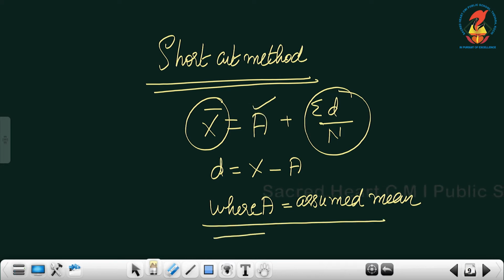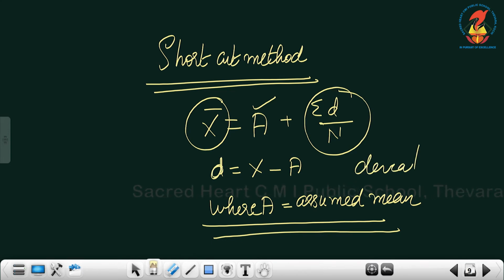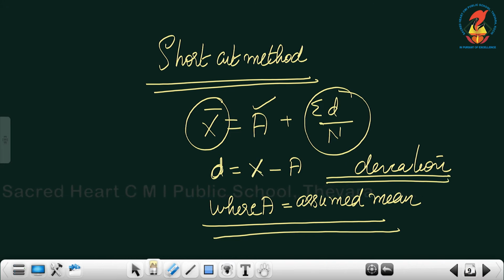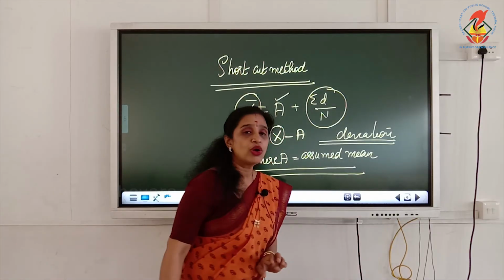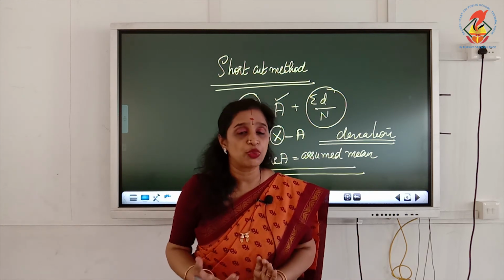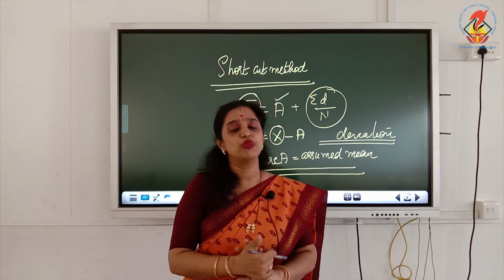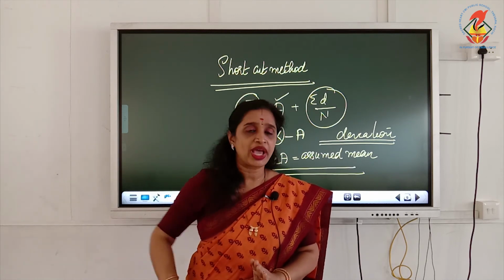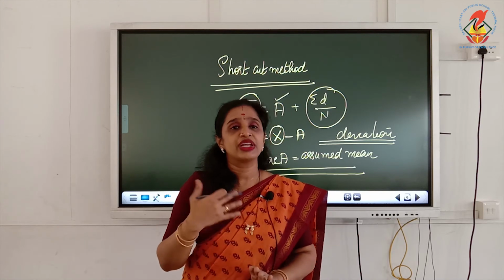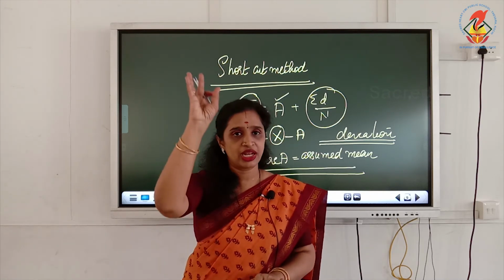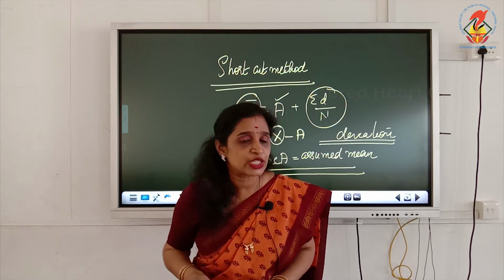A is assumed mean and d is deviation. It is small d, that is deviation. What is this deviation? X minus A. All the x values should be deviated from assumed mean. You have to find out the difference of all the x values from assumed mean. Now, what is this assumed mean? How to take this assumed mean? You have the x values in your data. For example, if we refer to the previous example, pocket allowances, all pocket allowances are x values.